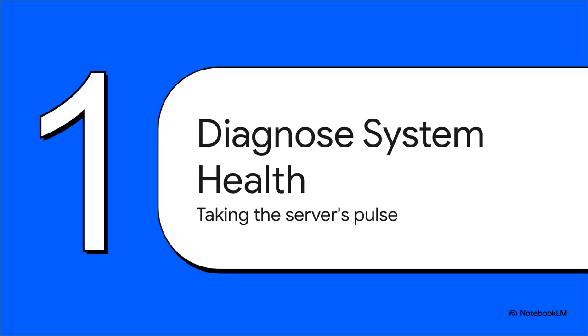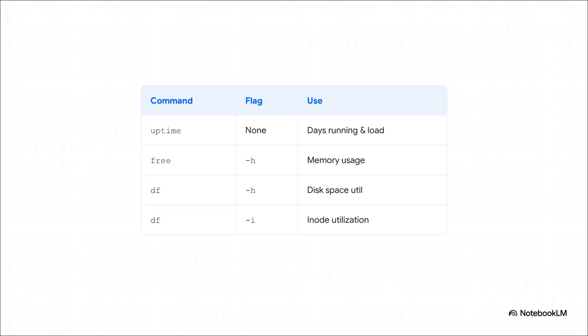We need to take the server's pulse. The absolute first thing you've got to do is get a quick read on the machine's vital signs. Start with uptime. This tells you how many days your server's been running. Why does that matter? Well, if it hasn't been rebooted in a year, there's a really good chance you're missing some critical security patches. Next, you'll want to check free with the -h flag to see your memory in human-readable gigabytes. If your swap memory is maxed out, your server is literally starving.